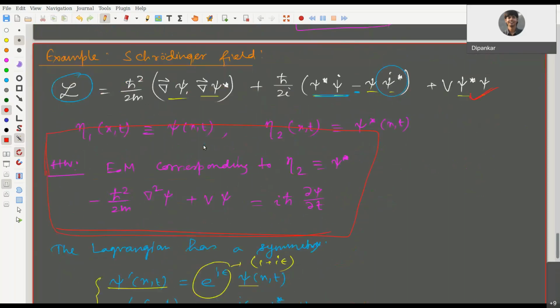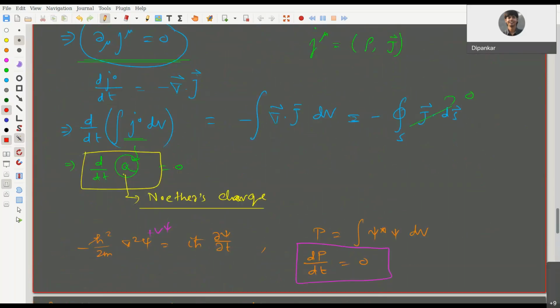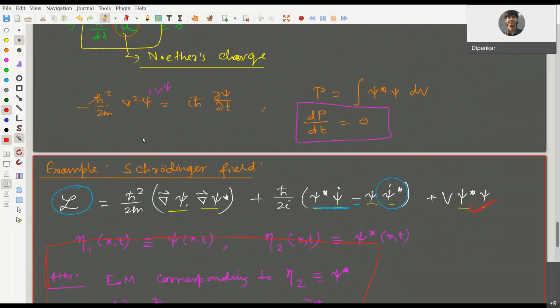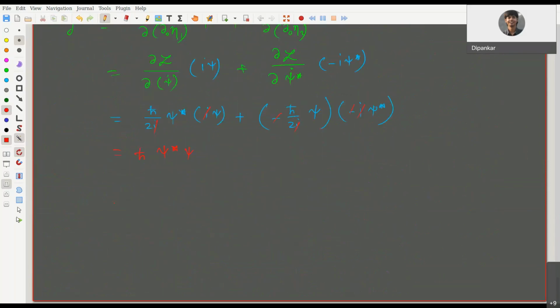So notice what my Noether's charge was. The Noether's charge that is conserved is Q equals the integral of J0 dV. So this Q that is conserved here is just the integration of J0 dV, or let's say h cross times the integral of psi star psi dV. So that is your total probability. So notice the power here. Now I am saying that my total probability is conserved.